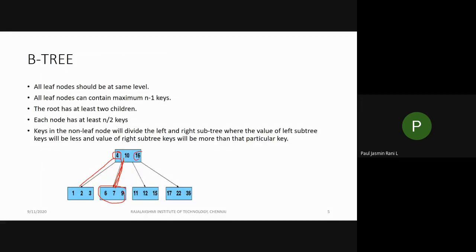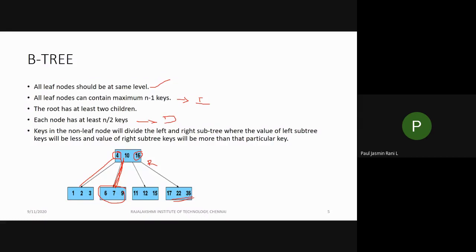Similarly, if you take this 16, the elements present on the right side, 17, 26, 36, are greater than your root element. So these are some properties you have to remember for your B tree. Mainly, you have to consider that all the leaf nodes should be at the same level. So if you have n leaf nodes, all the leaf nodes should be present only at the same level. Next, it should contain the maximum. This is for your insertion purpose and this is for your deletion purpose. So remember these points.